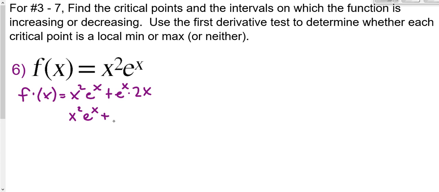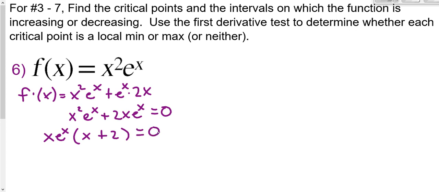And I'm going to write it as x squared e to the x plus 2x e to the x equals 0. In order to solve an equation like this, it's really handy if you can factor it. So notice that we can factor an x out of both terms, and we can factor an e to the x out of both terms. And that leaves us with x in the first term and 2 in the second term. Now think of this as 3 factors. The first factor is x, the second factor is e to the x, and the third factor is x plus 2.